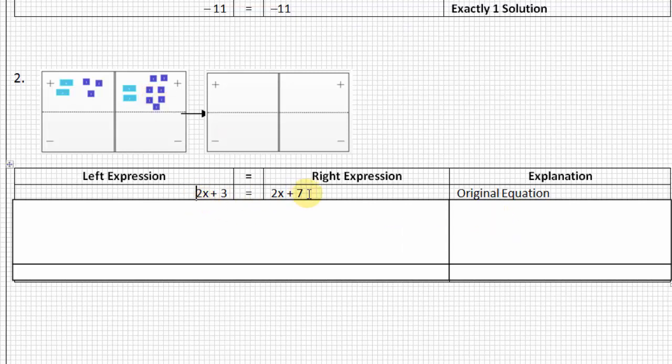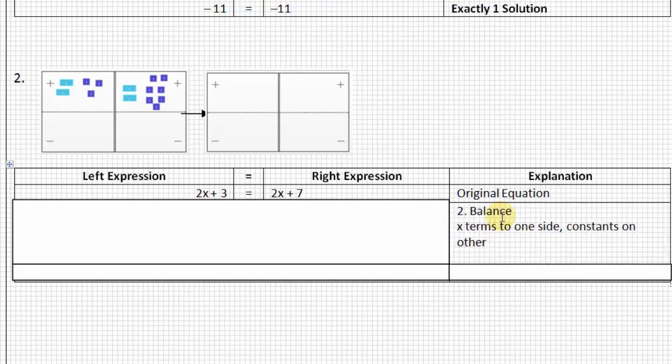Again, this is already simplified. There's nothing to flip up. X terms are together as well as constants on both sides. So we're going to jump right into the balancing step.